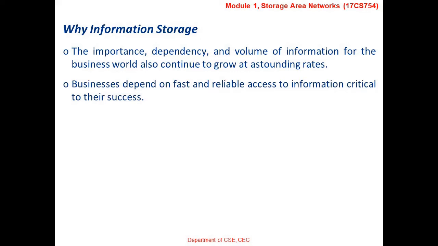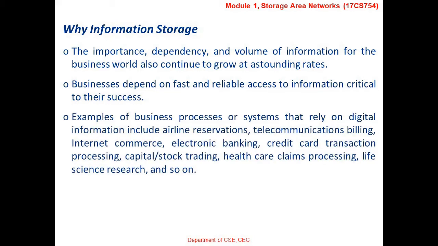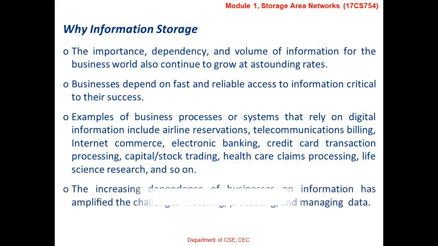That means more and more businesses are depending more and more on information. Businesses depend on fast and reliable access to information critical to their success. Examples of business processes or systems that rely on digital information include airline reservations, telecommunications billing, internet commerce, electronic banking, credit card transaction processing, capital or stock trading, healthcare claims processing, life science research, and so on.